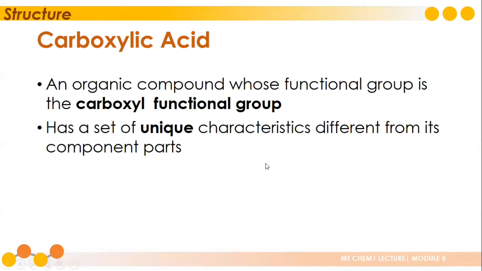Even though it is a combination of both the carbonyl group and the hydroxyl group, the carboxyl functional group has a set of unique characteristics different from its component parts. It does not show characteristic behavior that is either in the alcohol, which is the hydroxyl group, or the aldehyde and ketones. It has a completely different set of characteristics.